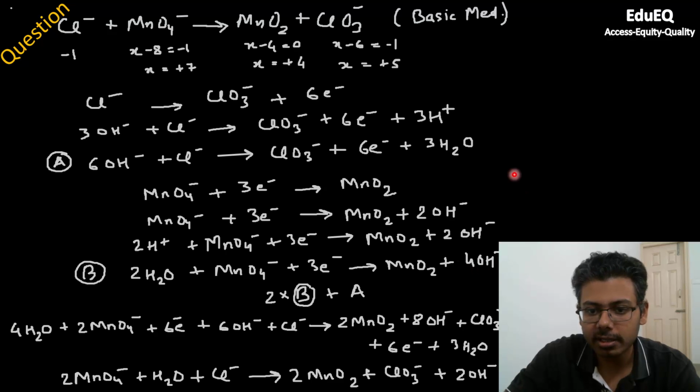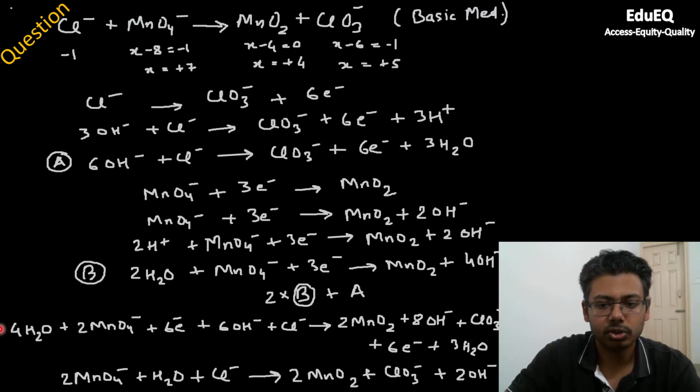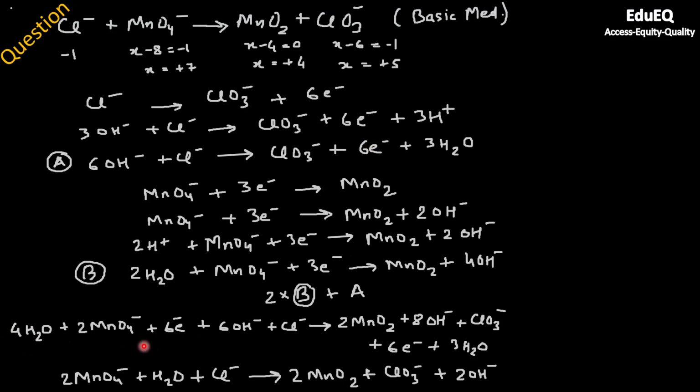So if you look at these two reactions, it is pretty obvious that you have to multiply reaction B with 2, because you have 3 electrons here on the left hand side, and here you have 6 electrons. So if you multiply 3 by 2, this also becomes a 6 electron equation. So you simply multiply this whole reaction with 2 and then you add it to A, so that 6 and 6 get cancelled. So when you do that, I have simply multiplied and added and written everything.